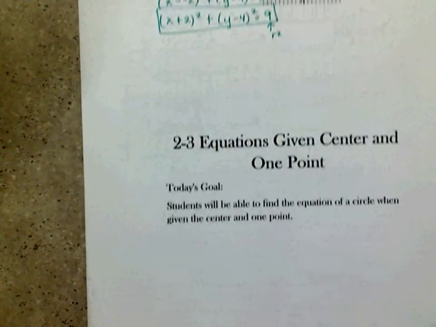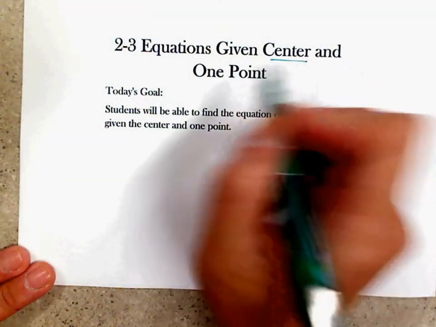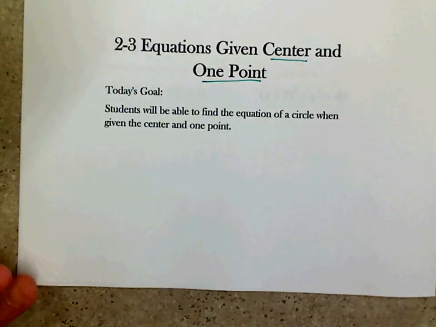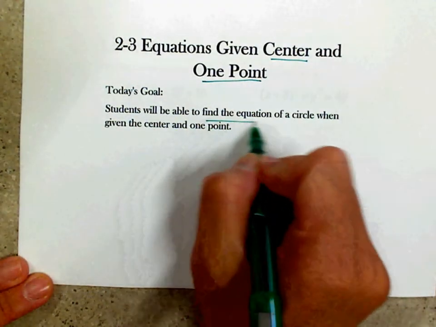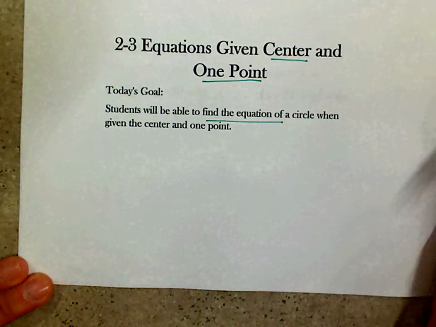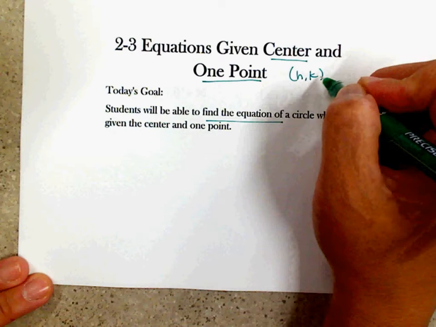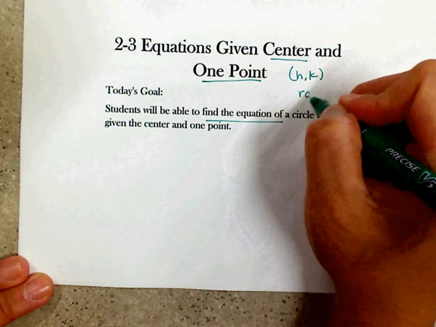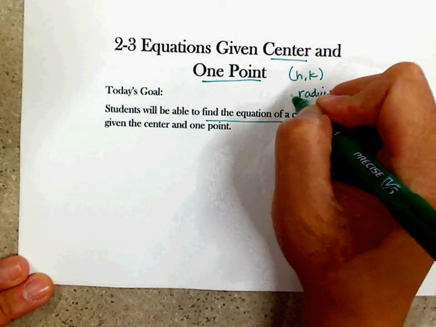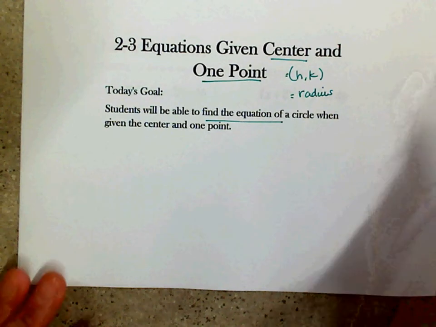Alright, so today we are going to start 2.3, and our objective for today is you are going to be given the center and 1 point, okay? And therefore you are going to find an equation of the circle when I give you a center and 1 point. The 3 things you always need in order to write the equation are a center, which is your h and k, and your radius. Without them, you cannot write an equation of a circle.